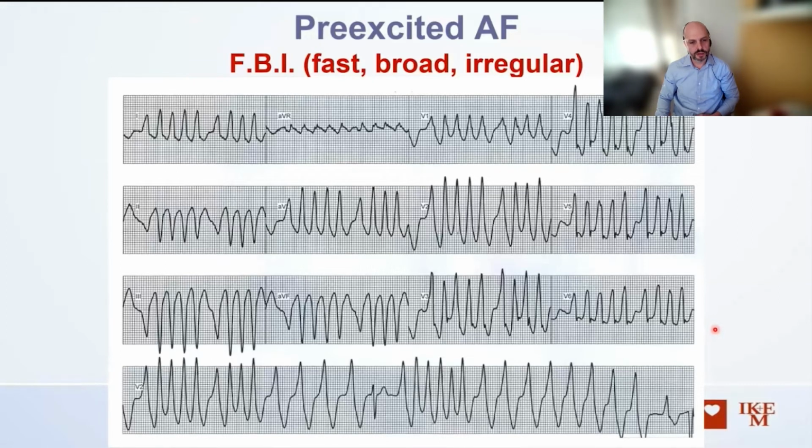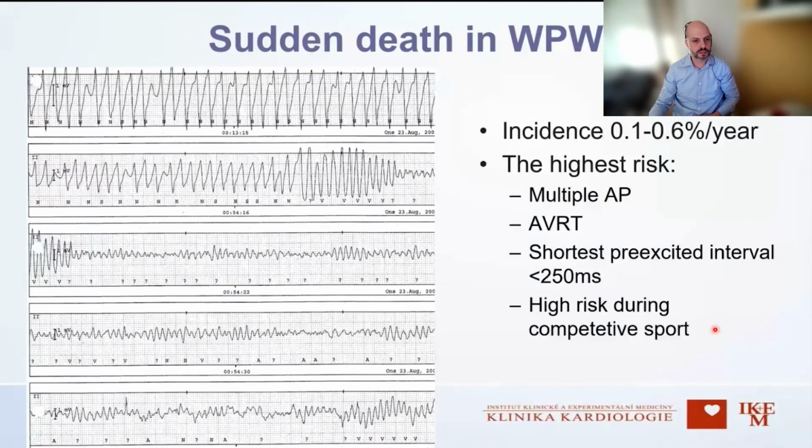And this arrhythmia can also be deadly, because this is a tracing of a patient who has AF conducted fast, rapidly over the accessory pathway, degenerating in this part into ventricular fibrillation. The incidence is not high, but it actually increases every year of a patient's life.